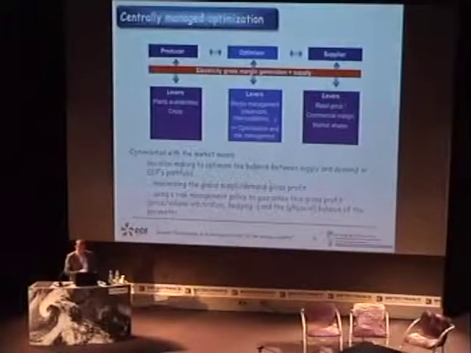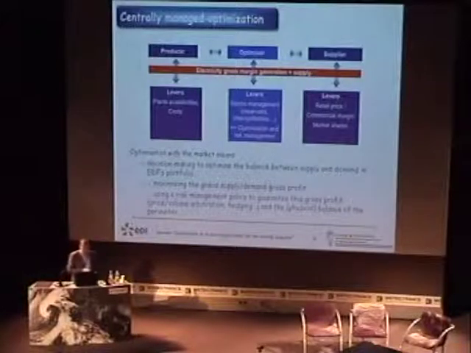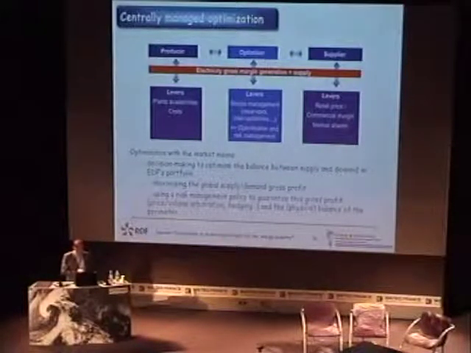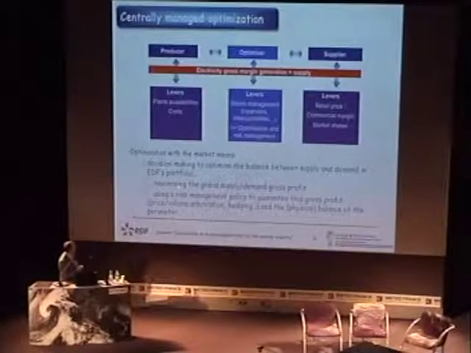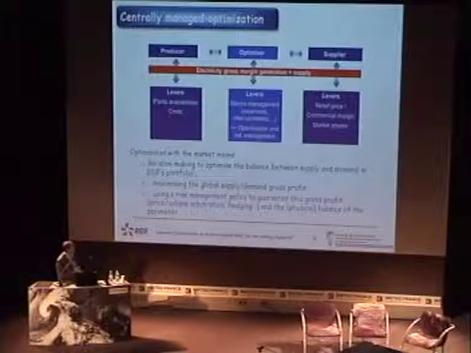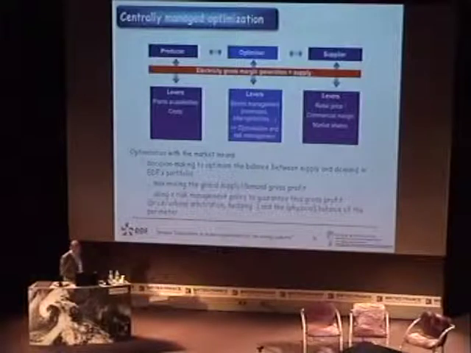And so this is really an important component, because it's at this location that we do the optimization and the risk management processes. Of course, this is done with the market means. And so the idea is to optimize this decision making to balance supply and demand in the whole portfolio, with the aim of maximizing, of course, the global supply demand gross profit, because we are a business company. And for this, we have to use a risk management policy to guarantee this gross profit and the physical balance of the system.